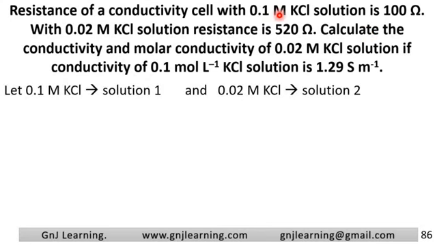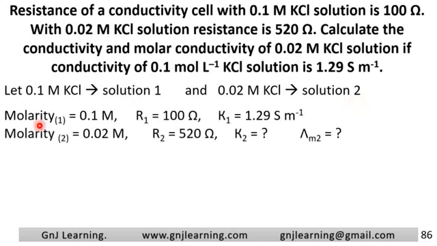So first, let the 0.1 molar KCl solution be 1 and let the 0.02 molar KCl solution be 2. We are treating both solutions as 1 and 2. Molarity in the first solution is 0.1 molar and in the second case it is 0.02 molar. Resistance is 100 ohm in the first case and 520 in the second case. K1 in the first case is 1.29, and in the second case we have to calculate it, and lambda m in the second case also we have to calculate.